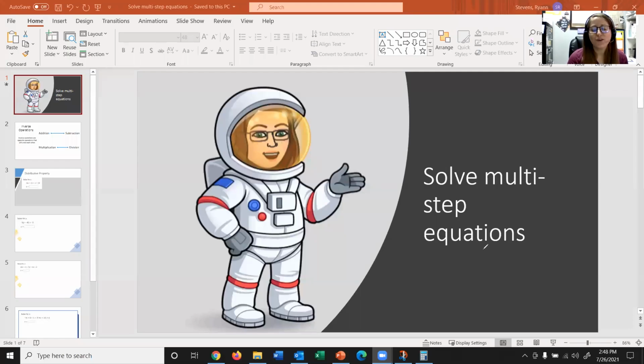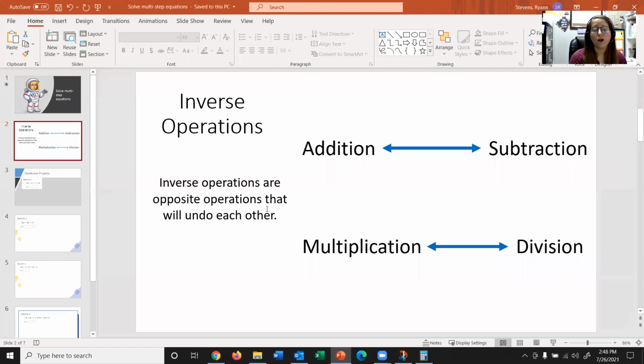We are going to look at solving multi-step equations with examples and important things to remember when you're solving these kinds of equations. The first thing we have to remember is our inverse operations. With inverse operations, they're kind of paired together. So addition and subtraction are going to go together. Multiplication and division are going to go together.